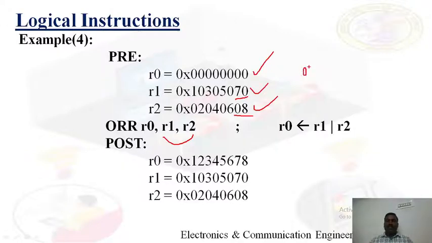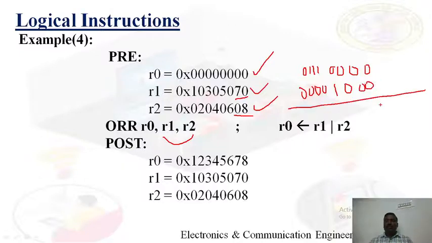70 means 0111, okay, then 0000. Then this is what? 0000. 8 means 1000. Okay, now 0 ORed with 0 is 0, 0 ORed with 0 is 0, this is 1. Then 1 ORed with 0 is 1, this is also 1, this is also 1, this is 0. So it means this is 7, this is 8. So 78. So similarly other digits.